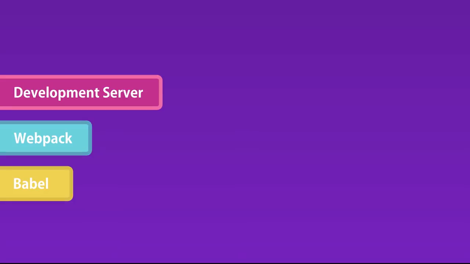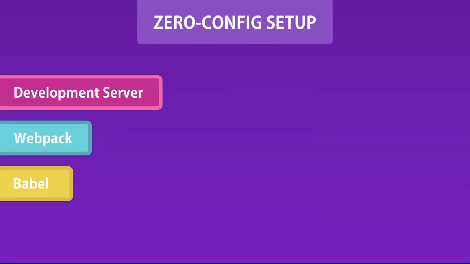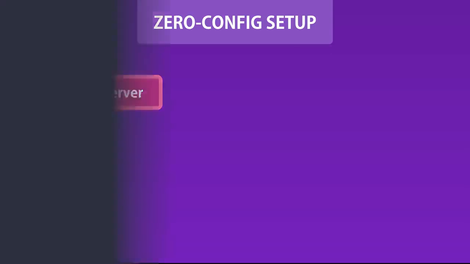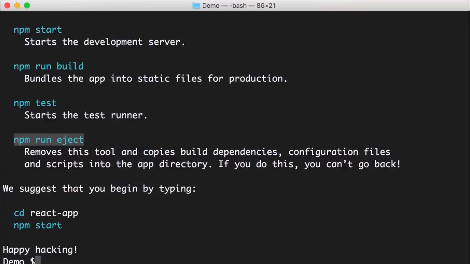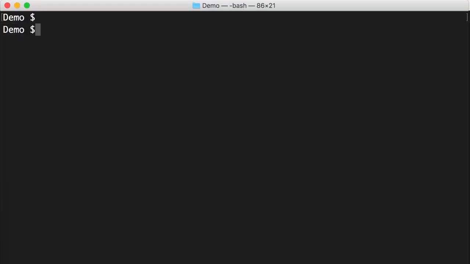So when you create an application using Create React App, you don't have to do any configuration. All the configuration is done for you. However, if you want to customize this configuration for your production environment, you can always eject by running npm run eject. We'll look at this later in the future. So now we have a fully working React app. Let's go to this new folder, react-app, and run npm start.